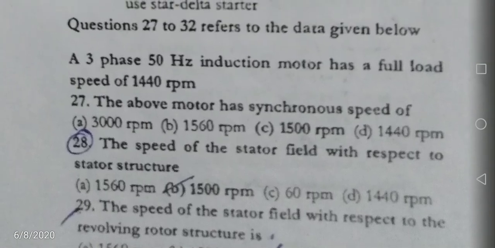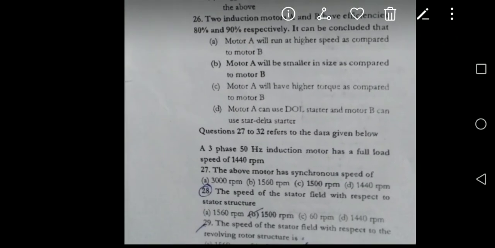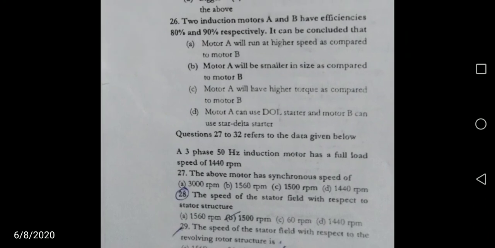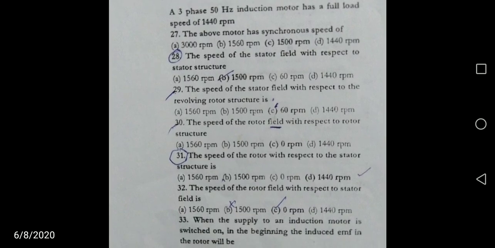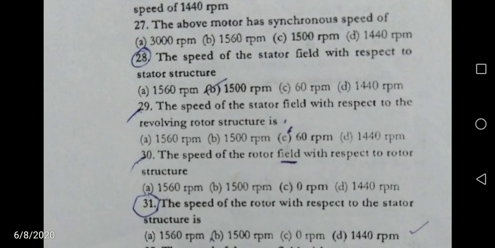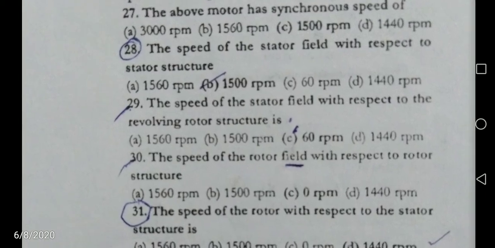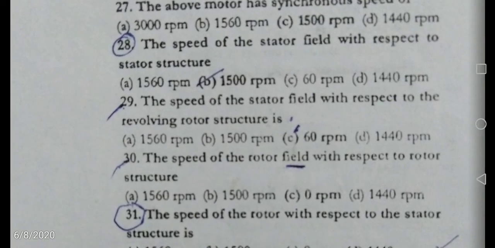29th question: the speed of the stator field with respect to the revolving rotor structure. It is 60 rpm, because it is Ns minus Nr. The speed of the stator field with respect to the revolving rotor structure is 60 rpm.